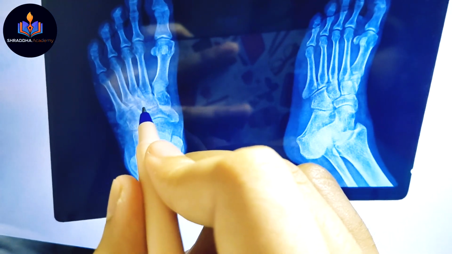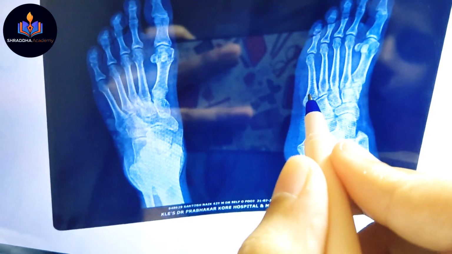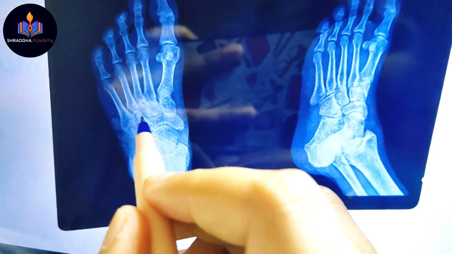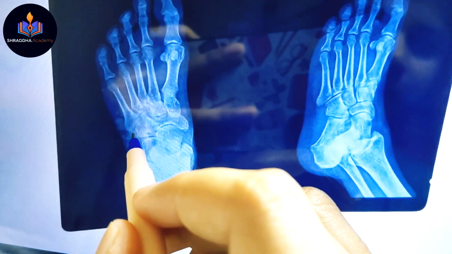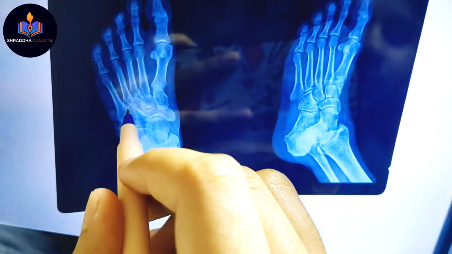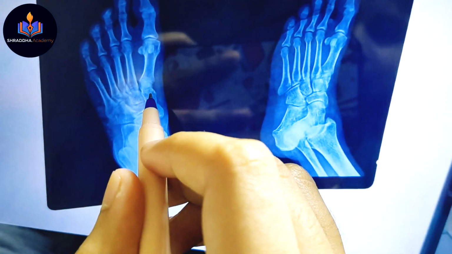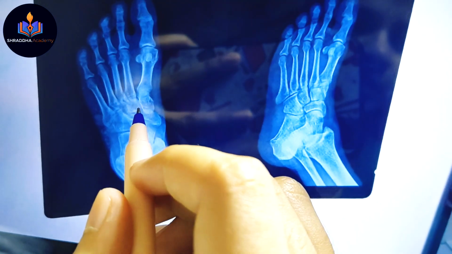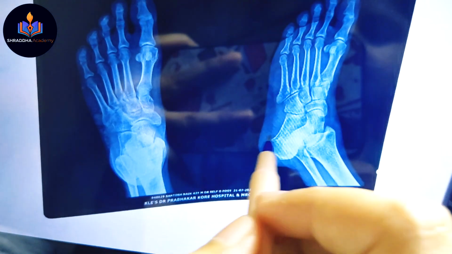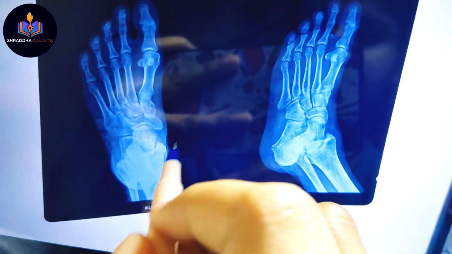After this, three bones are continuous: the lateral cuneiform, the intermediate cuneiform, and the medial cuneiform. This will be the cuboid. Then come the lateral, intermediate, and medial cuneiforms. This is the calcaneus bone, and this is the talus bone, which is connected with the tibia. So this was all about this.